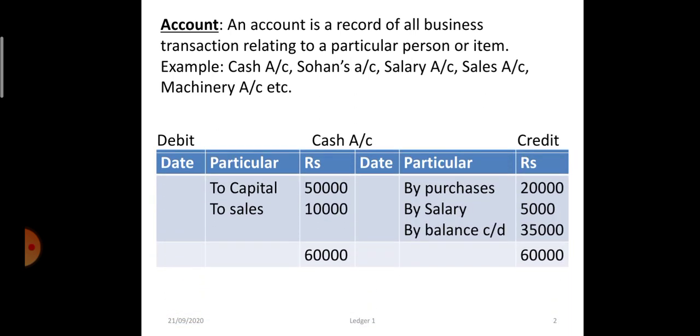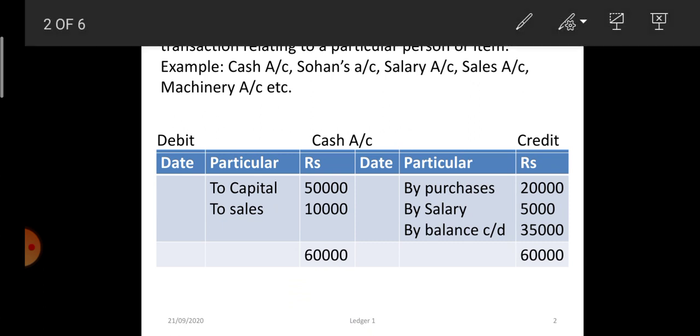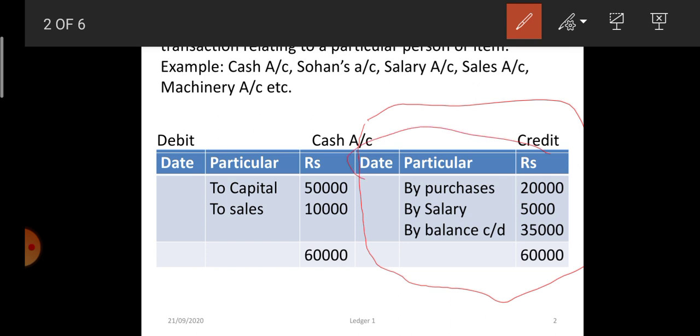The format of the ledger account, like here we have taken for cash. So cash account is like this. The left side is known as debit and the right side is known as credit. Here I have made only 3 columns on each side: date, particular, rupees. There is one more column that we will discuss later on. On the left side it is date, particular, rupees, and it is known as the debit side, and the right side is known as the credit side.